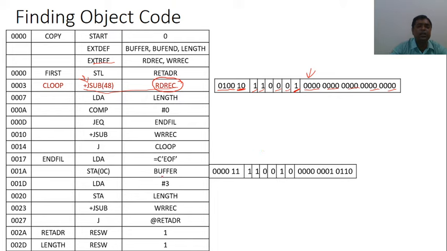Here buffer is defined in this control section only. You can see here EXTDEF buffer. Buffer is defined in this control section. And where it is defined, you can see here.